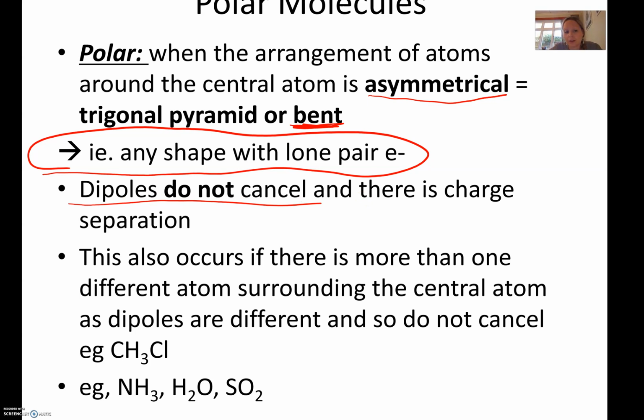Okay, so the other time that you can have a polar shape is what I was saying before. If you have a shape where all the surrounding atoms are not identical. So CH3Cl is an example of this, and that's because this dipole and this dipole will be different, so they won't actually be able to cancel. So the rule with polar shapes is that if there's a lone pair, they will always be polar. And the other side is that if you've got a symmetrical shape, so this is tetrahedral, it's symmetrical, but one of the atoms is different to the others, then they will be polar as well.